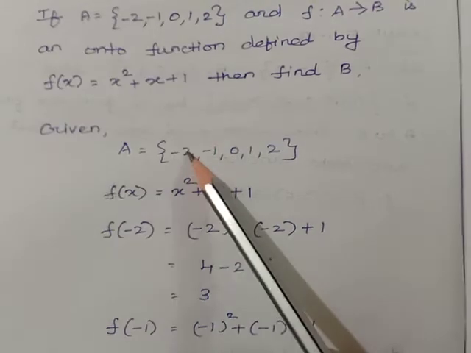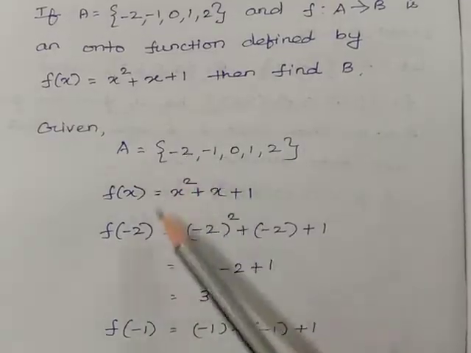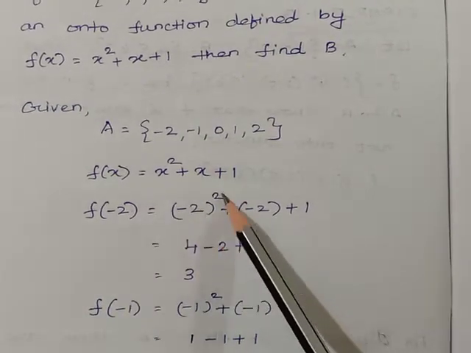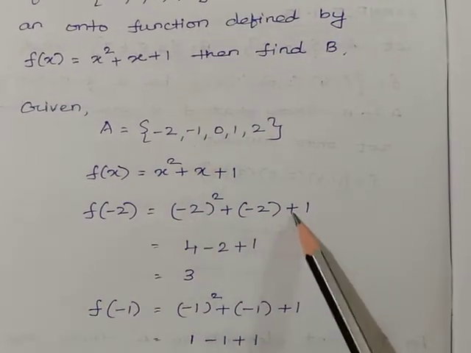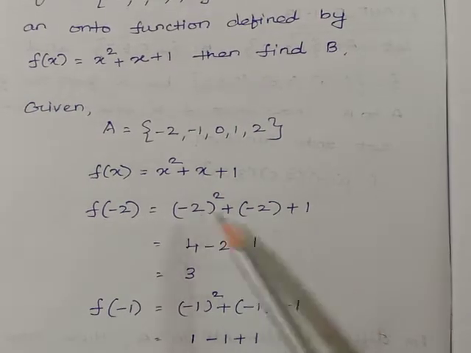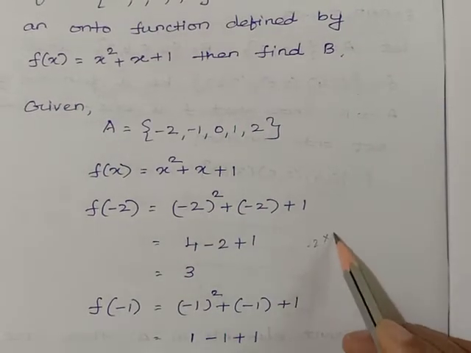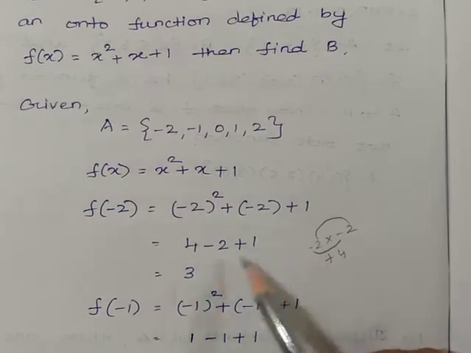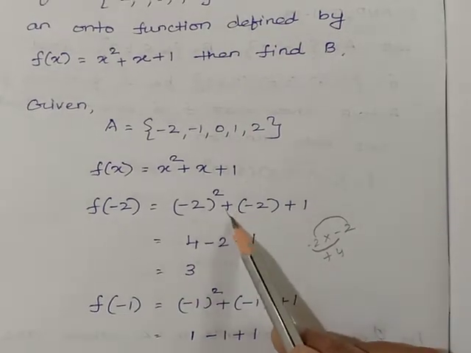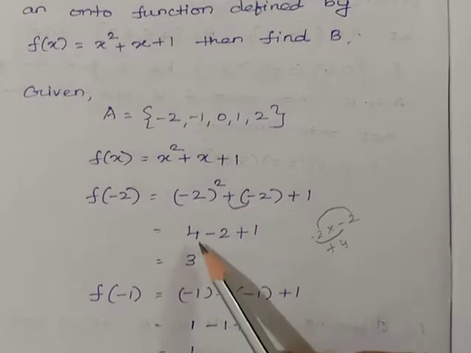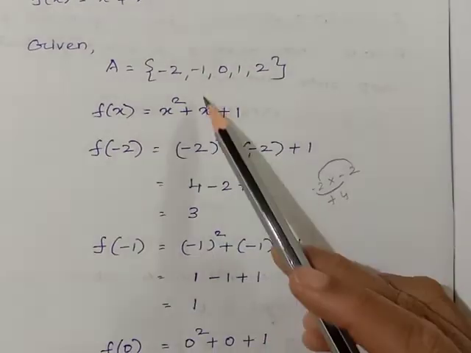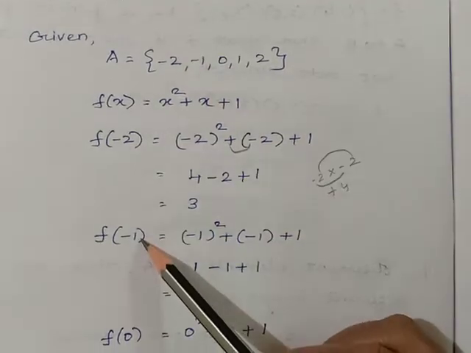So, in place of x, we'll write -2. (-2)² + (-2) + 1. -2 into -2, multiplying twice, 2 2s are 4, minus into minus plus, plus 4. Plus into minus, -2 plus 1. 4 minus 2, 2. 2 plus 1, 3.